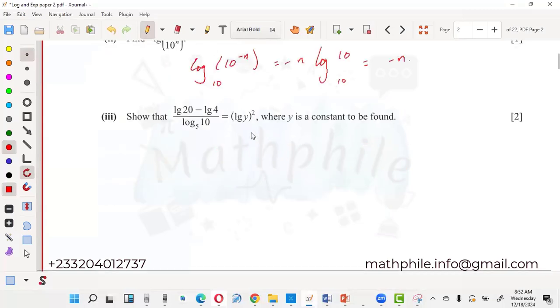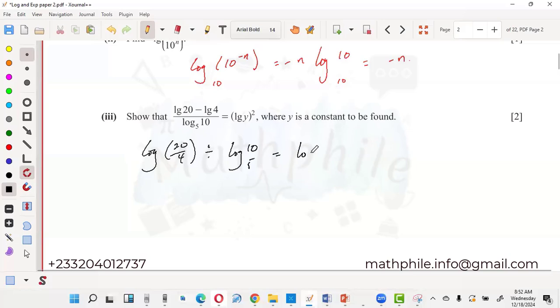One thing I have realized is that the bases are not the same. This is 10 and this is 5. So I can easily do the swap of bases. Let's simplify the top one. Since it's subtraction, we can divide the logarithms. So there's log 20 over 4 divided by log 5.